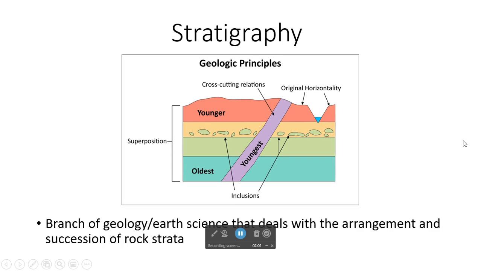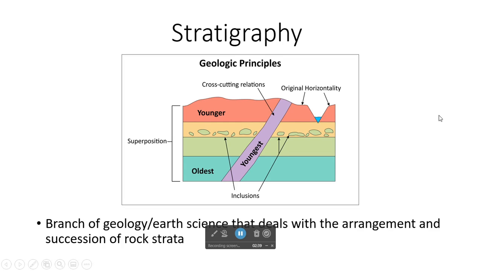Before we get a little bit further into Schramm Park itself, just want to review what stratigraphy is. So stratigraphy is the branch of geology and earth science that deals with the arrangement and succession of rock strata. So we've already learned the geologic principles used in the study of stratigraphy. We've looked at superposition, where the oldest layers are on the bottom, the younger layers are at the top. We've looked at original horizontality and lateral continuity, and also at cross-cutting relationships, where any material that cuts across material must be younger than the material it cuts across.